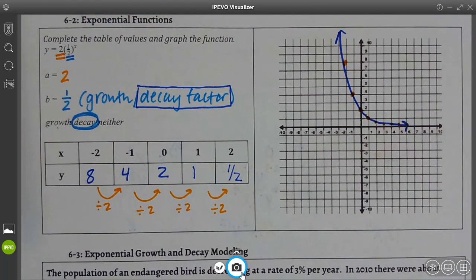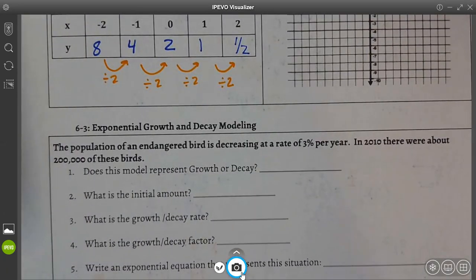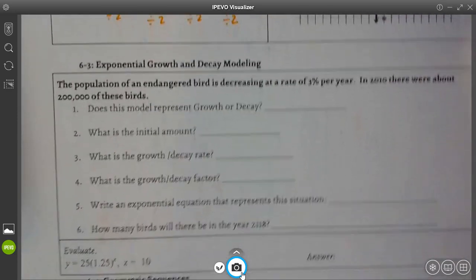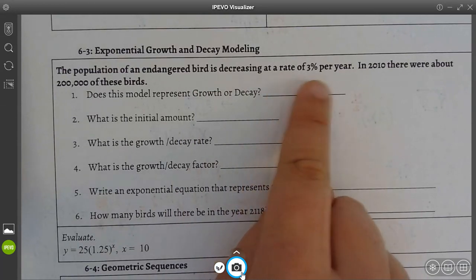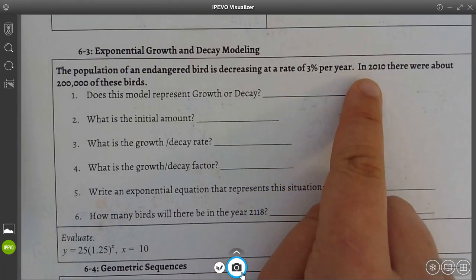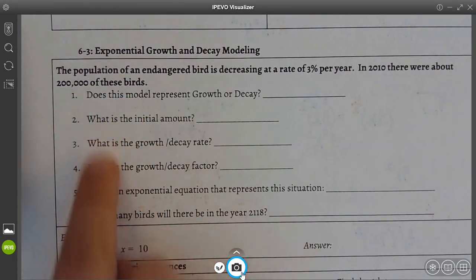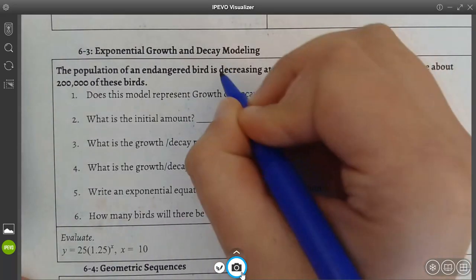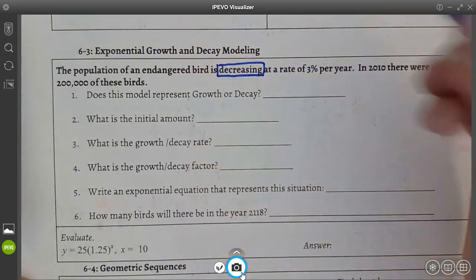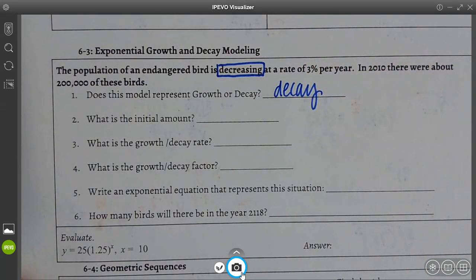It's going to look something like this. And we like exponential functions because they do model real-life situations, which is what we've got going on in example 6.3. So this says a population of endangered birds is decreasing at a rate of 3% per year. In 2010, there are about 200,000 of these birds, and we're going to answer some questions here. Does this model first represent growth or decay? Well, my keyword here is that it's decreasing. So when something's decreasing at a rate, we're going to say it's decay.